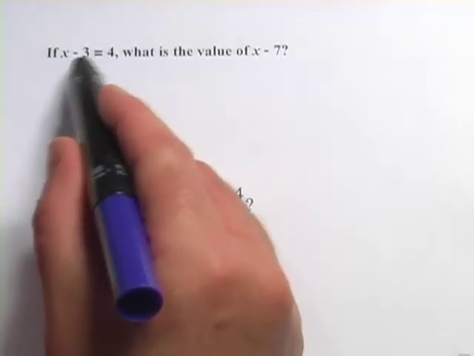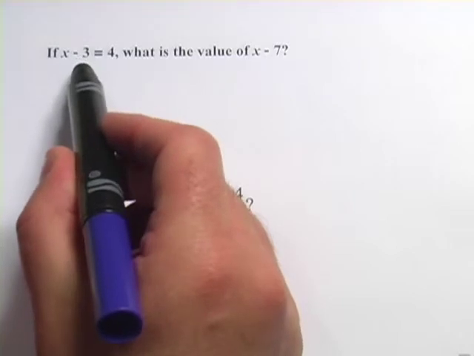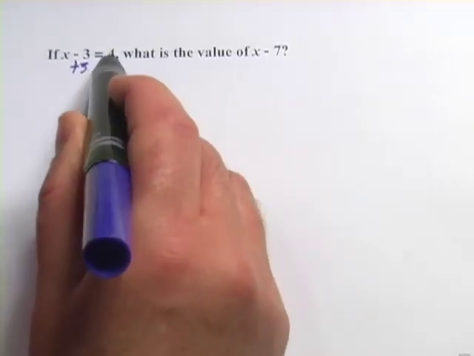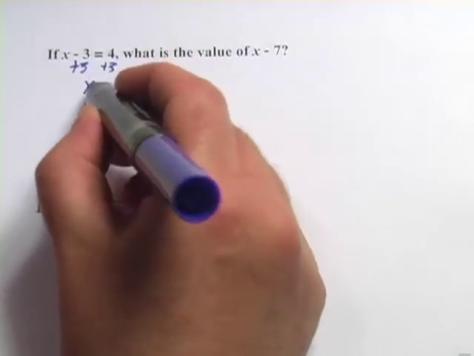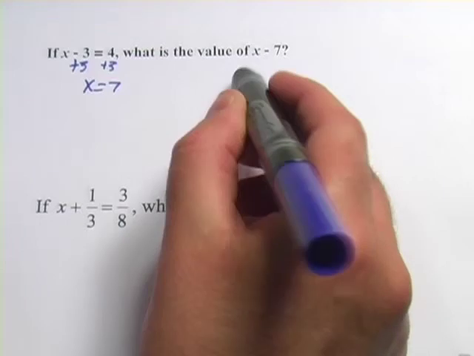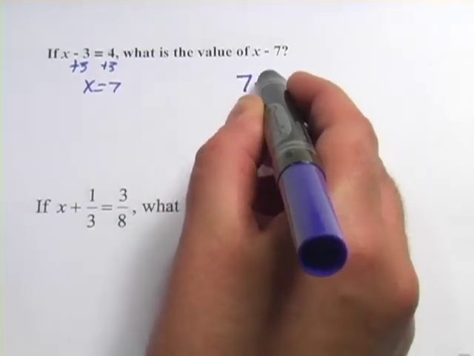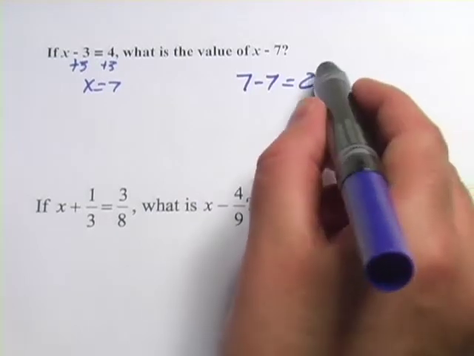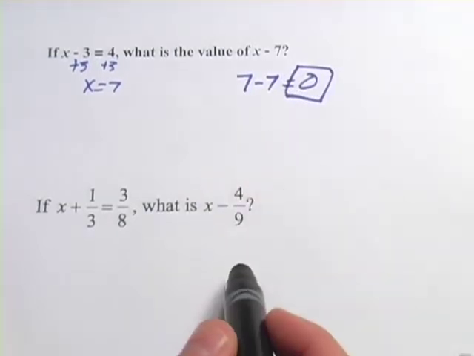To solve for x, I want to get x alone here, so I'm going to get rid of this minus 3. By doing the opposite, I'll add 3 to both sides, and I get x equals 7. Now I can take that 7 and plug it in here. Instead of the x, I'll put in a 7, write the rest of the expression, 7 minus 7, well, that equals 0. So the answer for this one is 0.